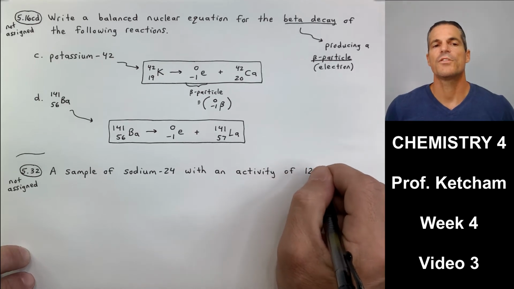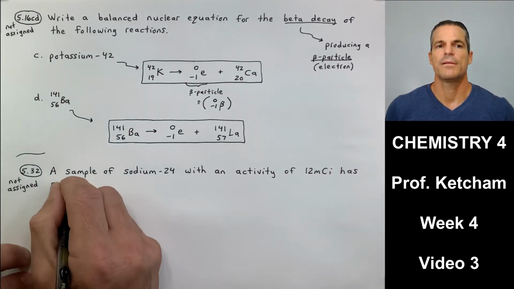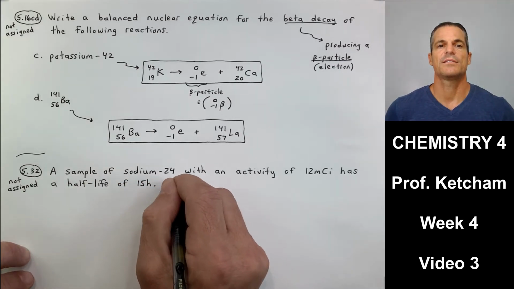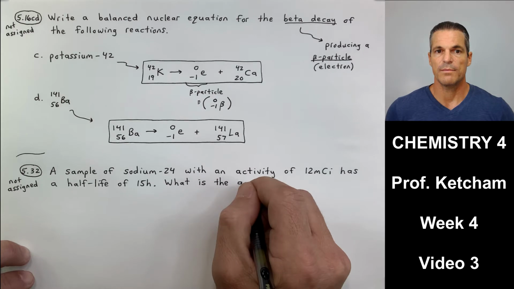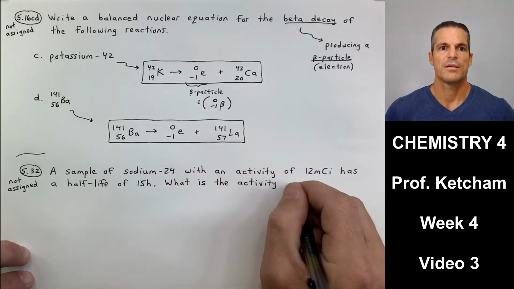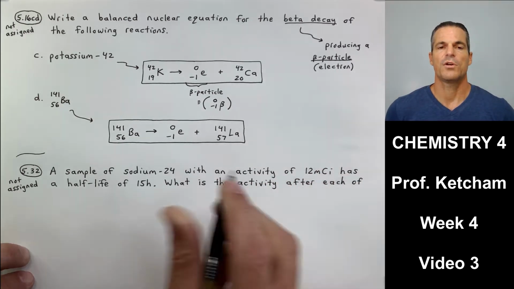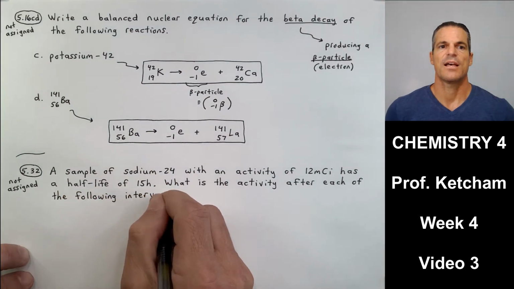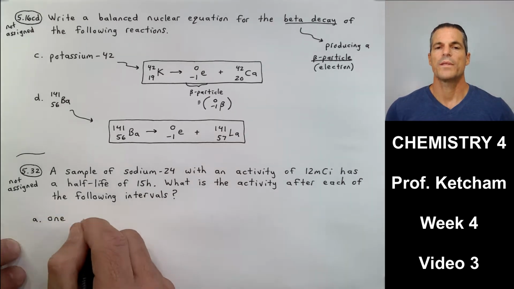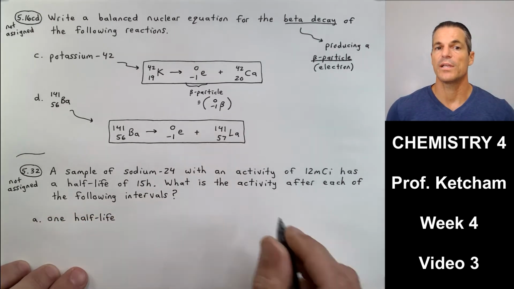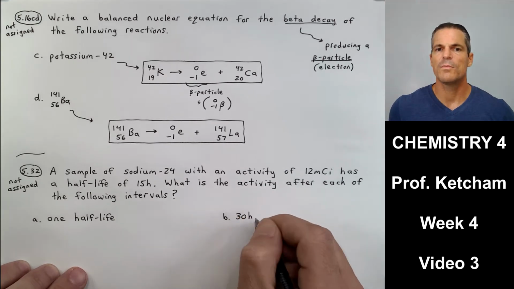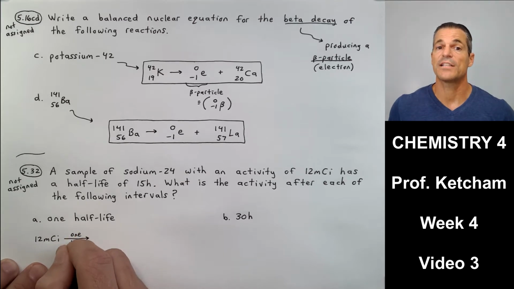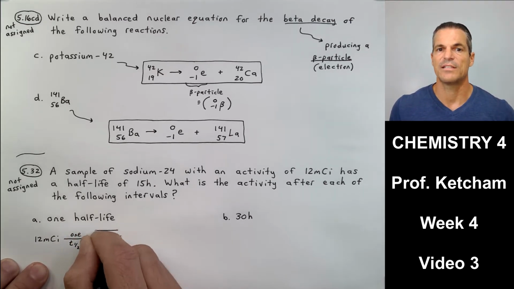32, this was also not assigned, but my guess is maybe 31 was, so this will be helpful. It says, a sample of sodium 24, hyphen notation, right, for the isotope, a sample of sodium 24 with an activity of 12 millicuries has a half-life of 15 hours. What is the activity after each of the following intervals? All right, don't worry too much about what the 12 millicuries unit means. Just know that that's how much radioactivity it has at the very beginning.